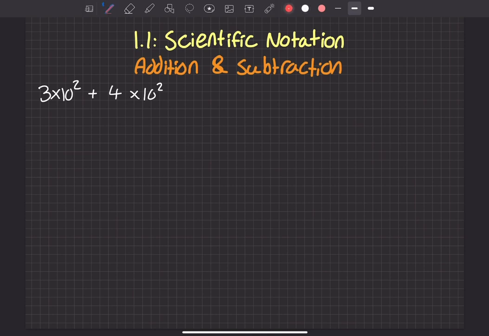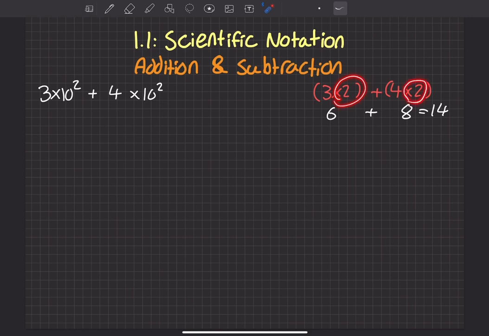Now let's prove something real quick here on the side. So let's say we had 3 times 2 plus 4 times 2, right? This 3 times 2 here would be 6, and this 4 times 2 here would be 8, which should give you 14. So this here equals 14. And now what we want to do is take this 2 and factor it out. Okay, so we can rewrite this here as 2 times 3 plus 4, right?